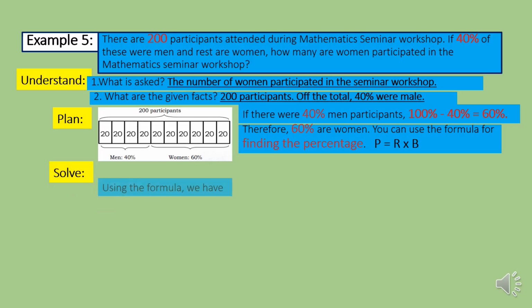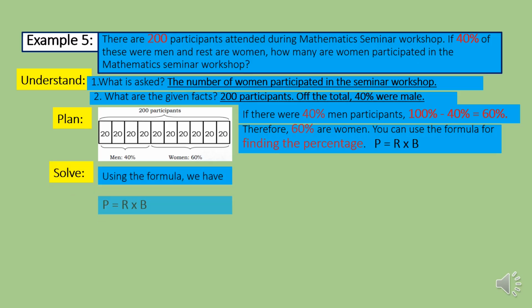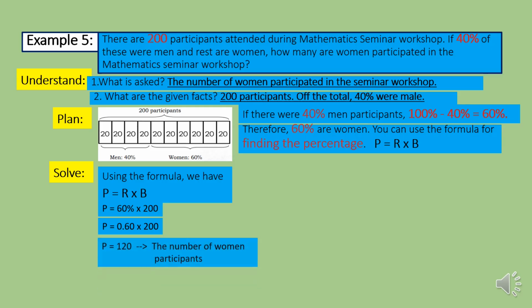For solution, using the formula, P equals R times B, rate is 60% and the base is 200. Change to decimal form, that is 0.60 or 60 hundredths times 200, and that is 120. So there are 120 women participants.